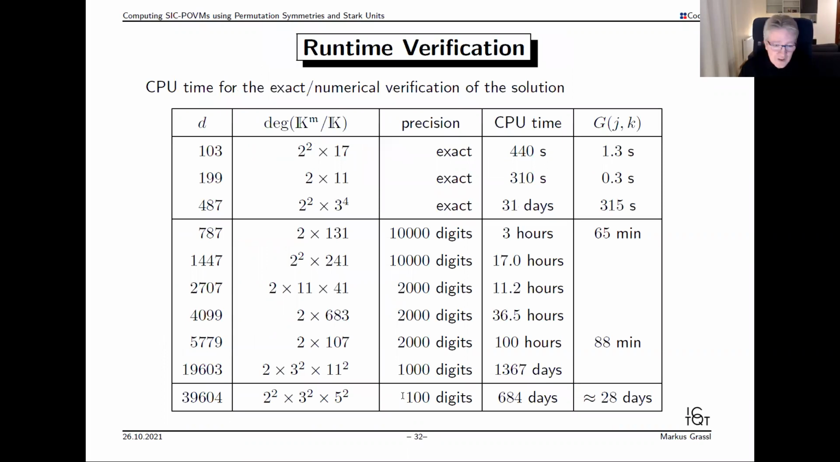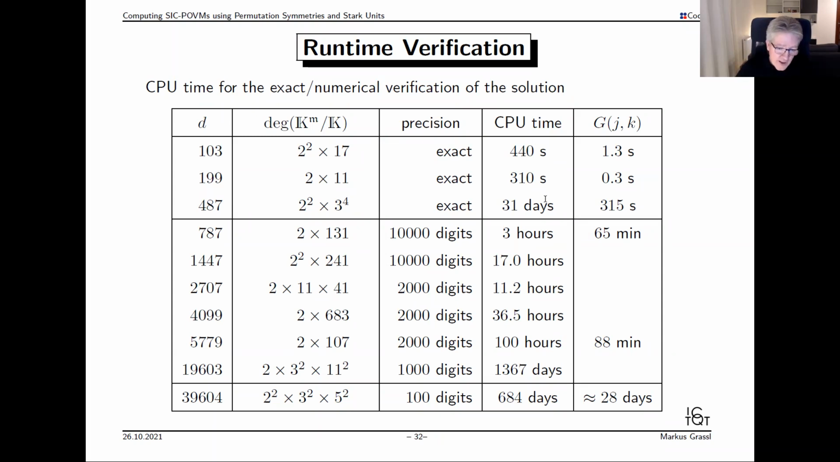And just to give you some numbers, and also related to what I advertised in the abstract, to verify the solution for dimension 19,603, and for the biggest one, 39,604, we can only make use of the numerics, and using 1,000 or just 100 digits took already several years of CPU time to do the full verification. We have done a full verification for dimension 487 using the exact one.